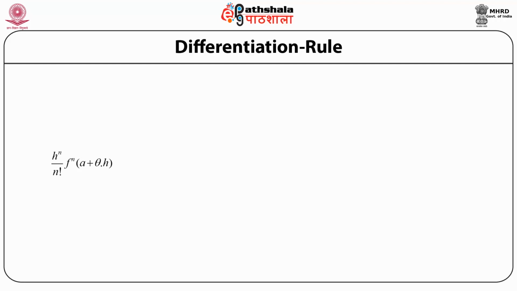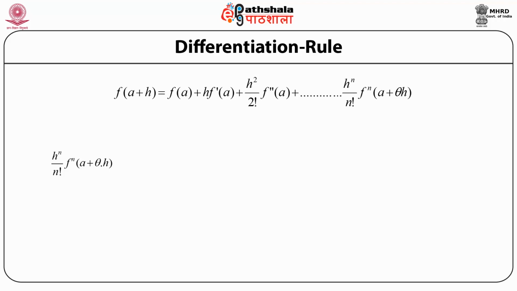Differentiation rule. So it's continuing the Taylor series. The function f of a plus h can be written as f of a plus h into f dash of a plus h squared by 2 factorial f double dash of a, and then you can keep continuing up to h power n divided by n factorial f n of a plus theta h. Please note, h power n means h squared, h cube, h4 and h to n to infinity.